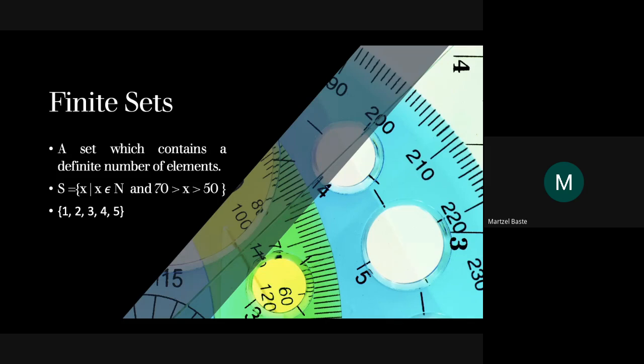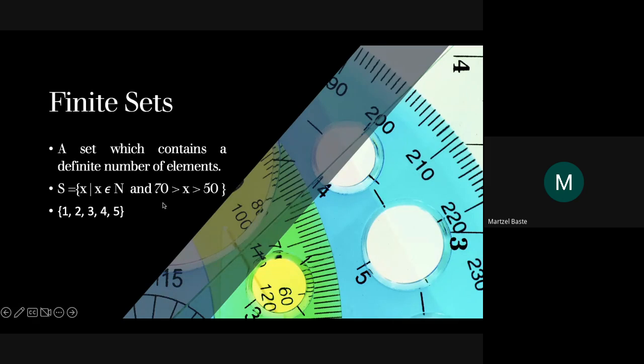So we have here S is a set with X such that X is an element of N, wherein we have any value where 70 is greater than X and X is greater than 50. Meaning, these numbers are between 50 and 70, so 51 to 69. Not including 50 and 70, since there is no equal sign.